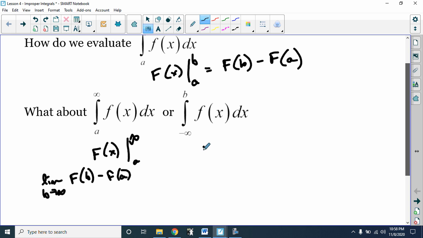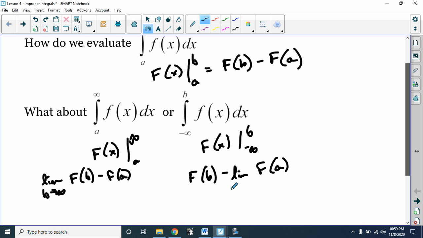And the same thing here. We would integrate, we would do F of b minus F of a, but we don't actually have an a value to plug in. We have negative infinity to plug in. So we are evaluating the limit as x approaches negative infinity.